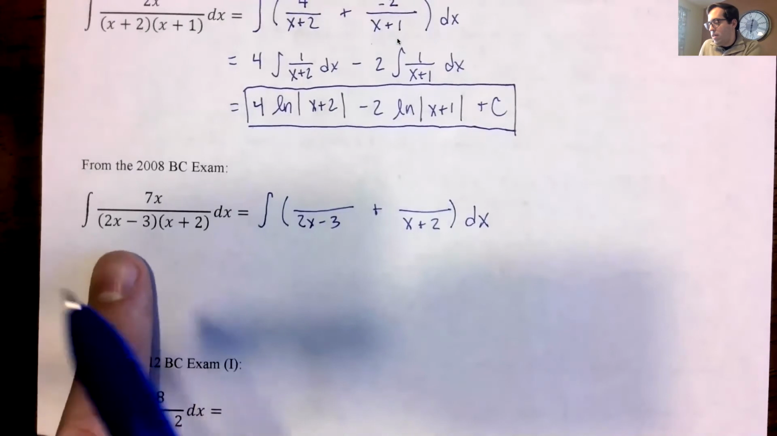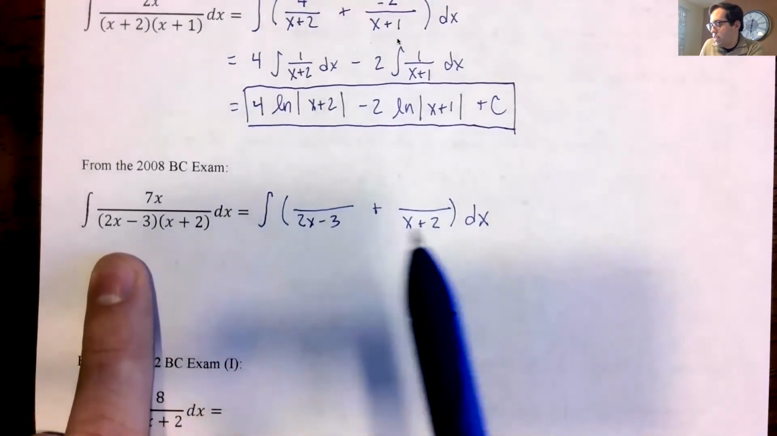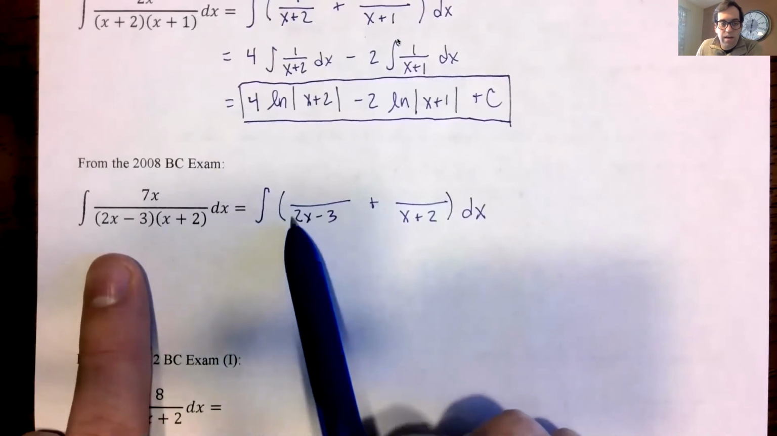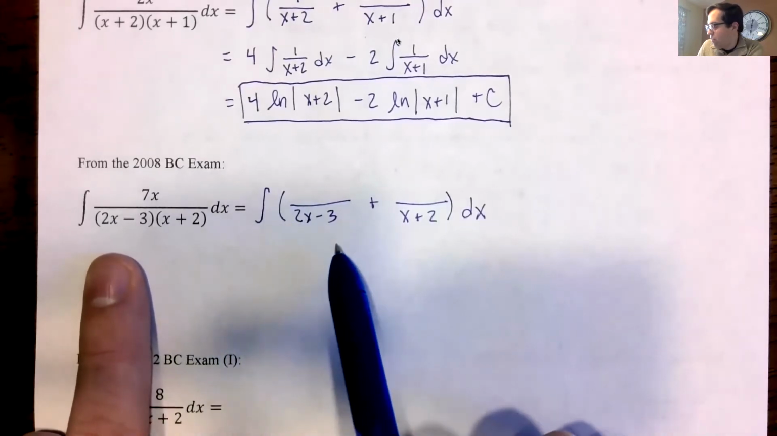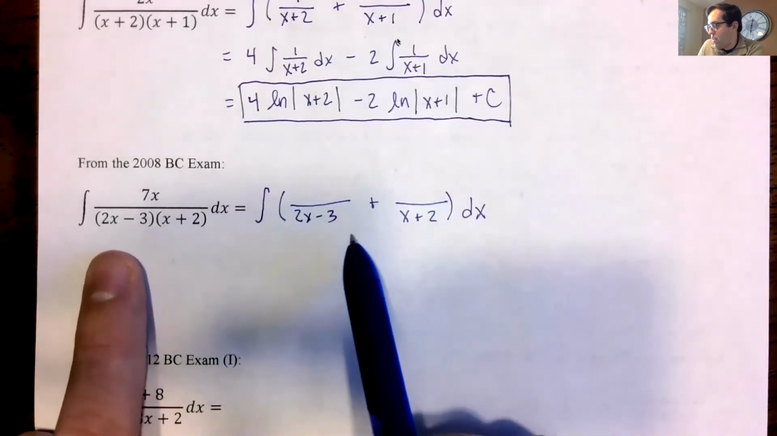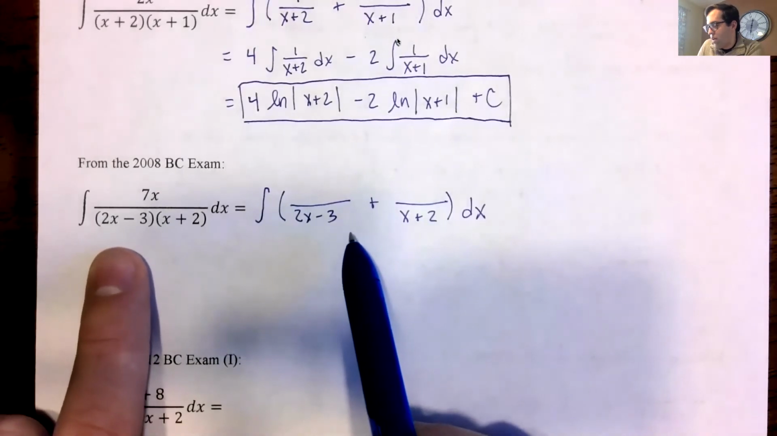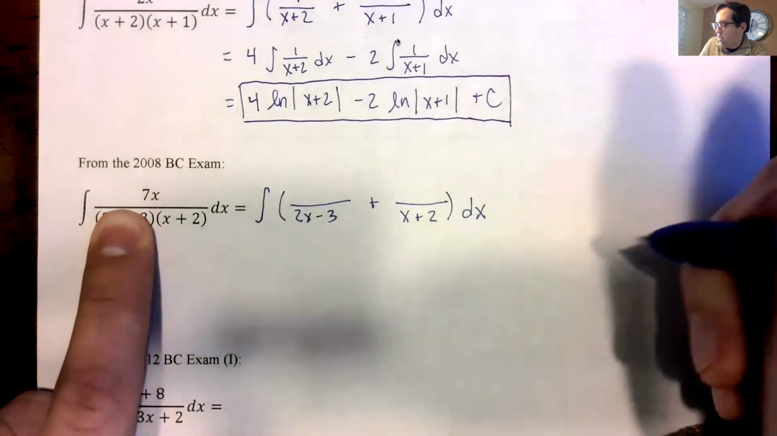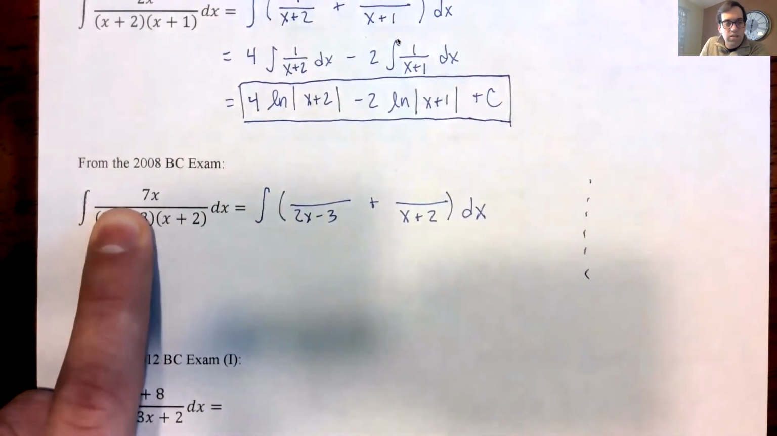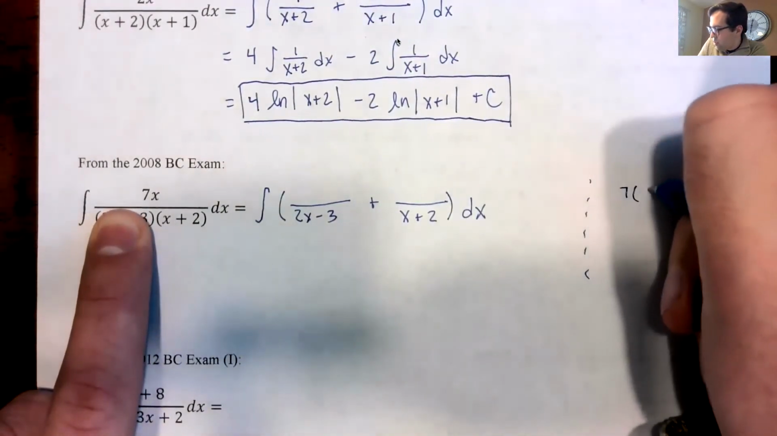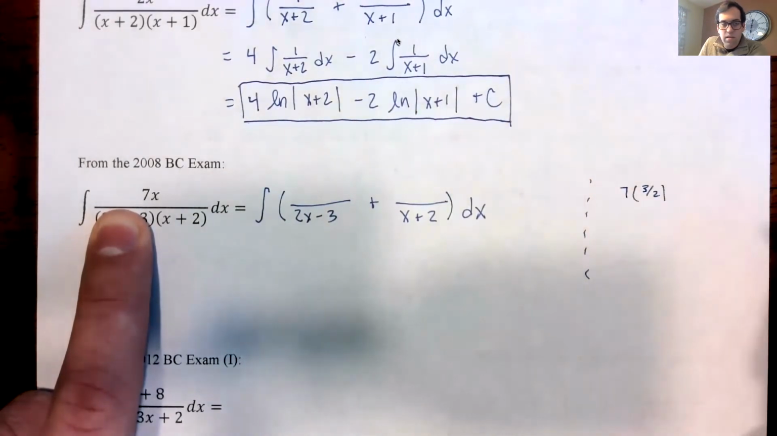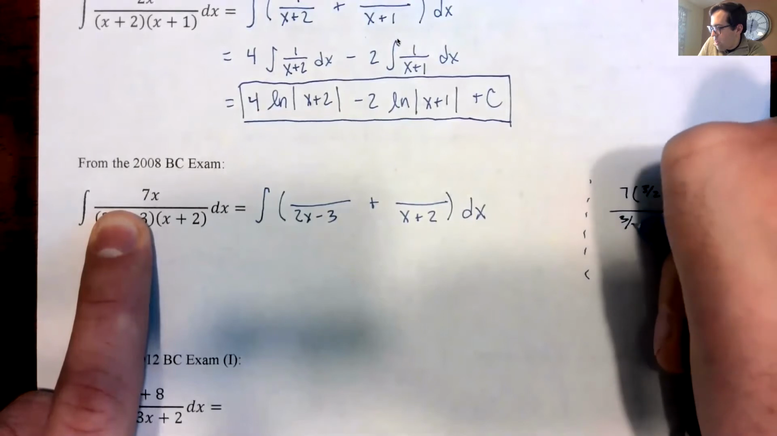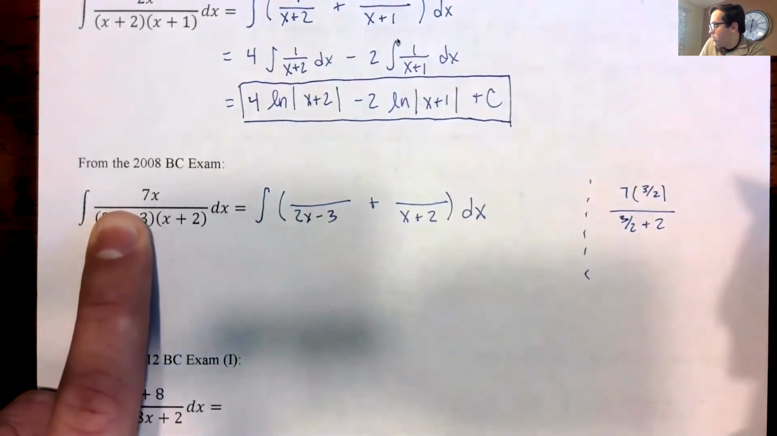This time for 2x minus 3, if we set that equal to 0, it's a little bit more complicated because we have a coefficient here. So we add 3 and divide by 2. It's going to be 3 halves. Okay, so let's think that through. We are going to cover up the 2x minus 3, plug 3 halves into everything else. I'm going to write it over here because this one has fractions. So we have 7 times 3 halves over 3 halves plus 2.